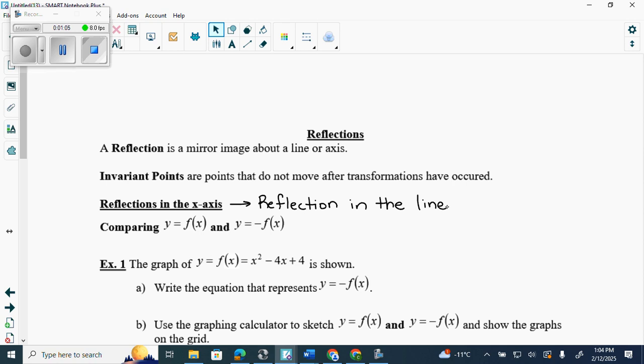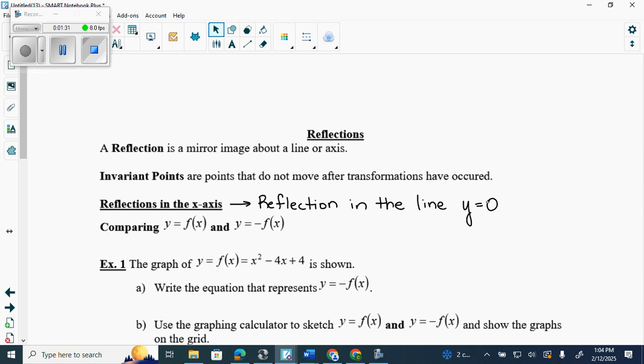And horizontal lines are y equals lines, and vertical lines are x equals lines. So the equation of the x-axis is actually the line y equals 0. Y equals 0 is the x-axis. So we're comparing y equals f of x and y equals negative f of x.